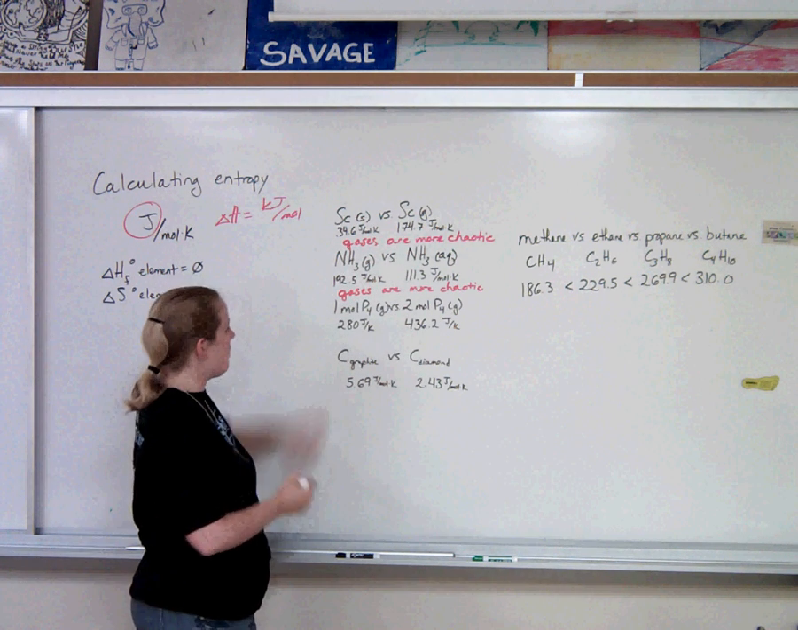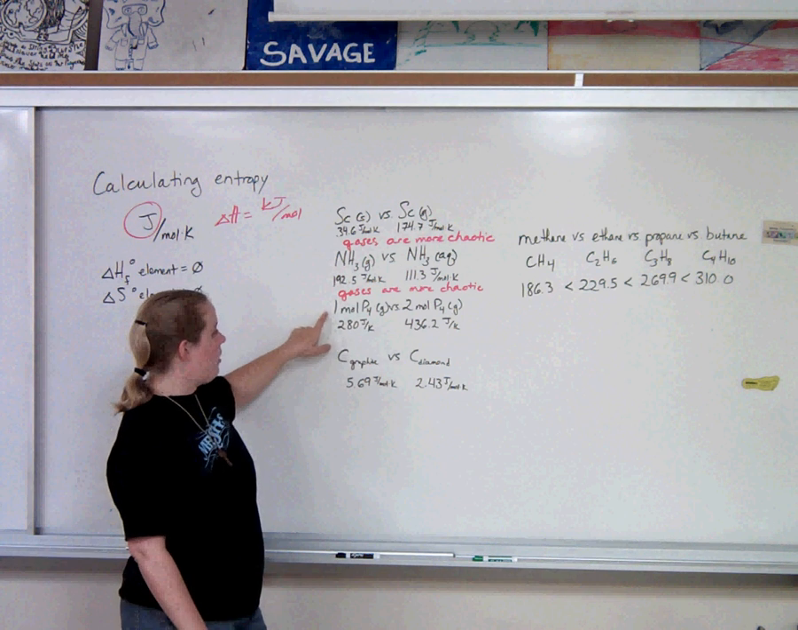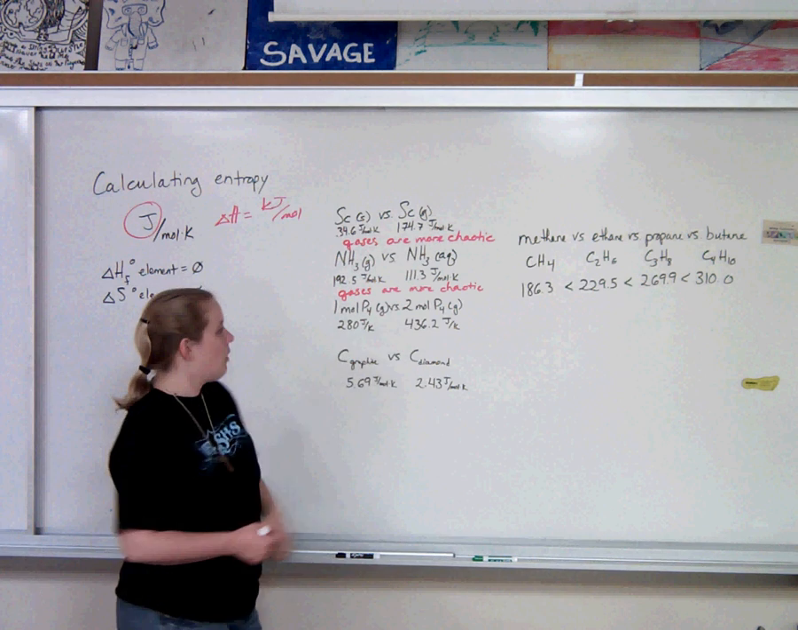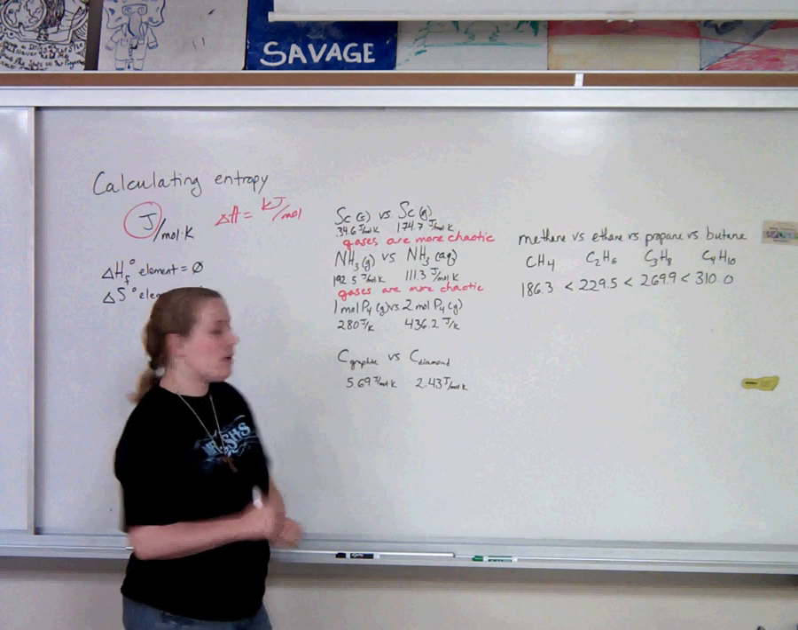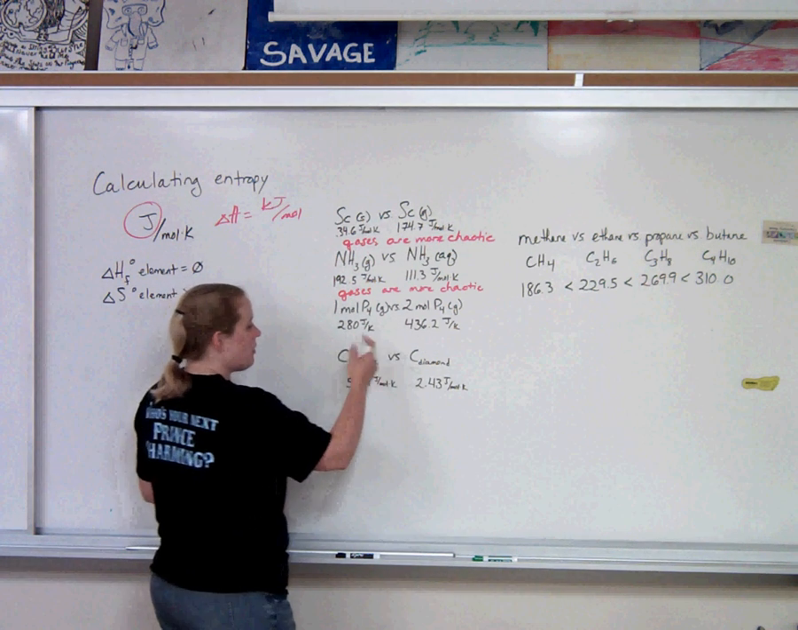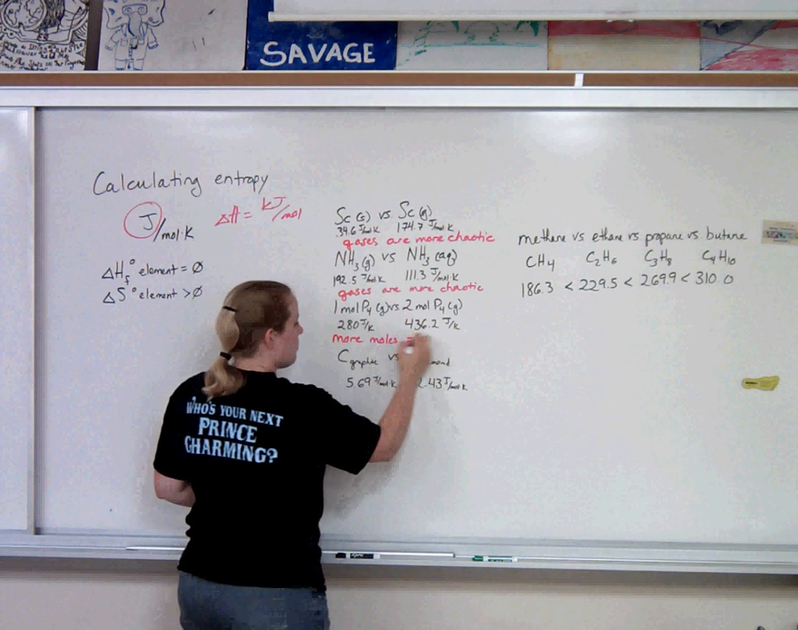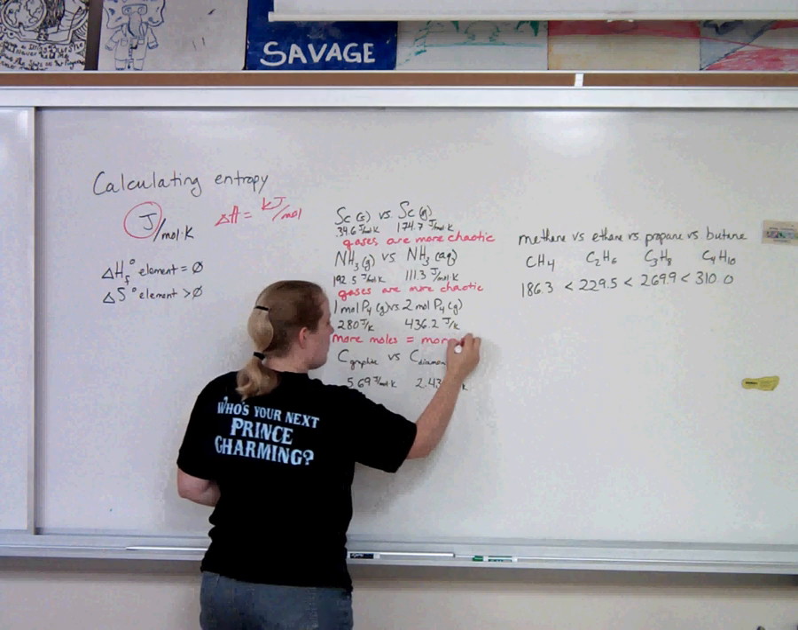All right, here we have 1 mole of P4 at 280, 2 moles of P4 at 436.2. Well, they're both gases. It's because of the greater moles. So more moles equals more entropy.